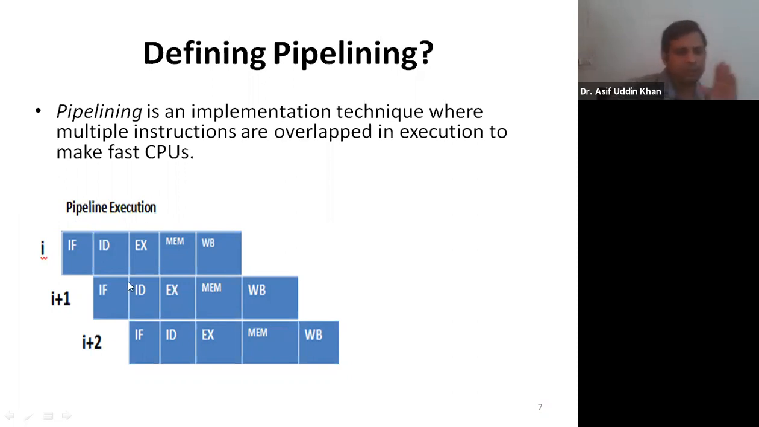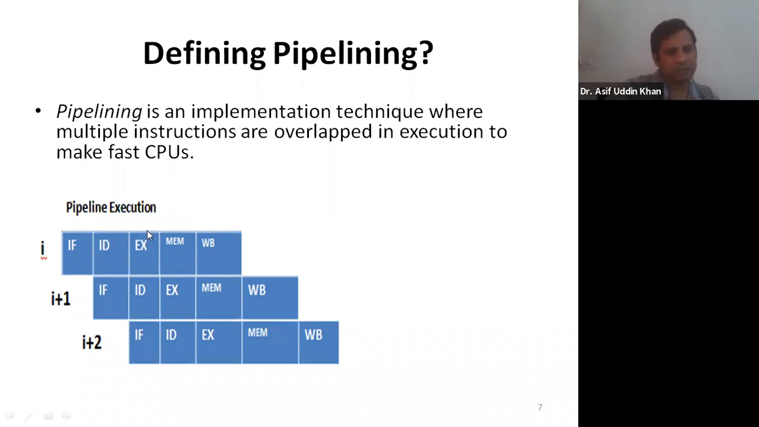You remember, in pipelining, at each clock cycle one instruction is issued, one instruction is fetched. At each clock cycle, the hardware generates one instruction. So in the first clock cycle, instruction I is fetched and its IF operation is done. In the second clock cycle, instruction I plus 1 is fetched, and its IF is done, and instruction I's ID is done here.